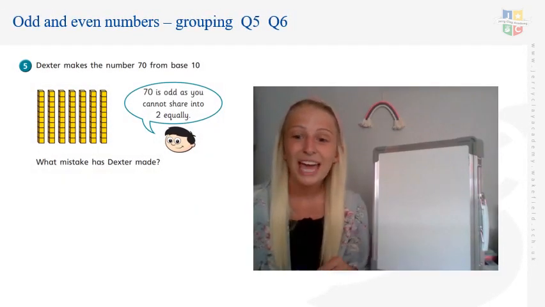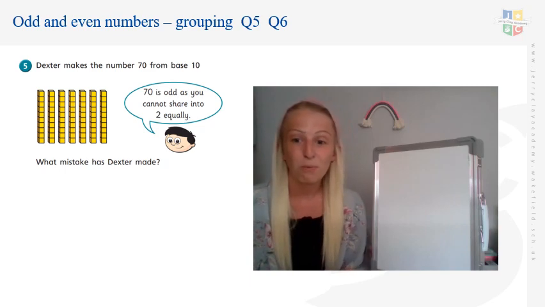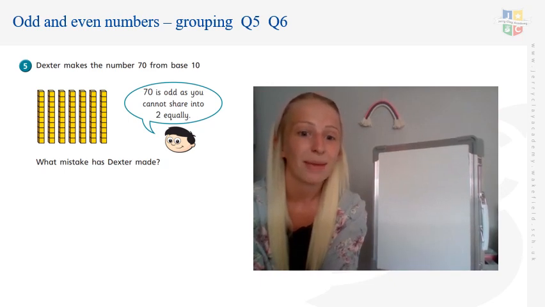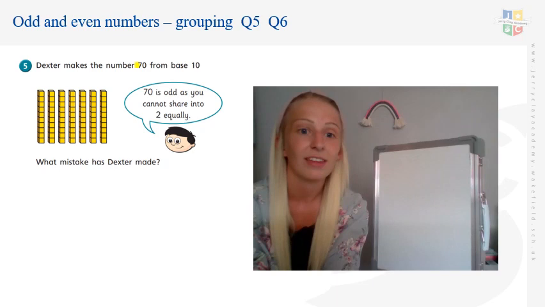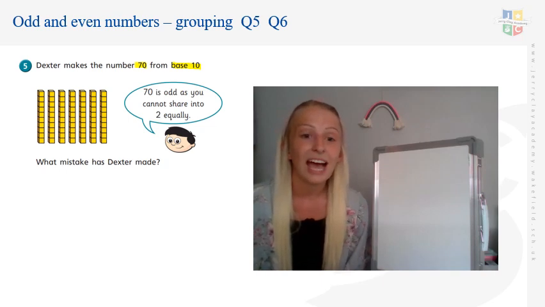Well done, Year 2. Now we're going to look at applying our understanding of odd and even numbers to some problem solving and reasoning questions. So Dexter makes the number 70 from base 10. So I'm going to circle or underline the number 70 and he's used base 10. So I have my base 10 here. What mistake has Dexter made?